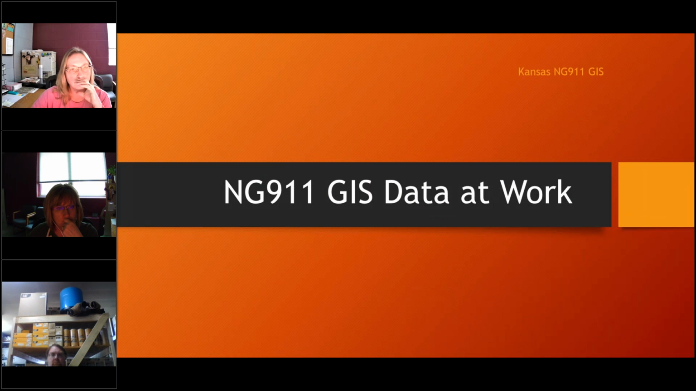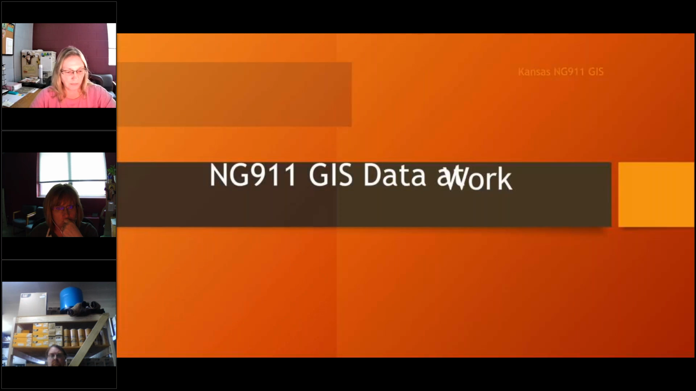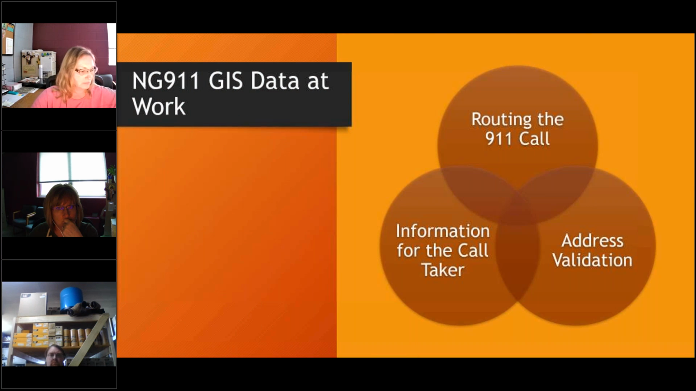When your NG911 GIS data is at work, it has 3 functions that it's performing for Next Generation 911. Routing the 911 call, which is the primary one that started sort of this whole process. Information to the call taker and the validation of addresses. I'm going to talk about each of those in just a little bit of detail.